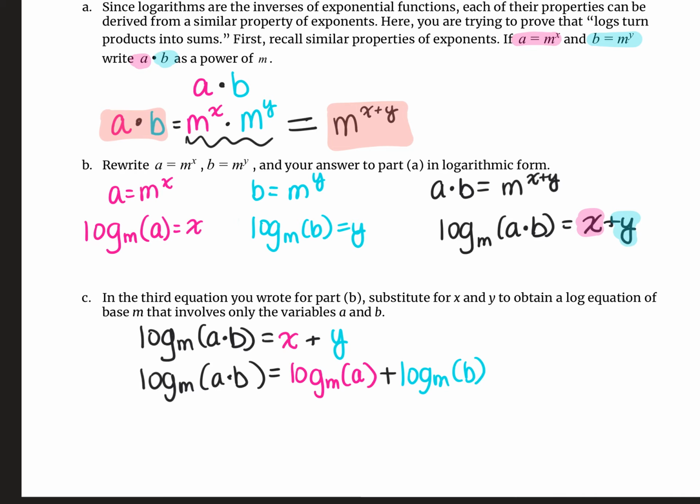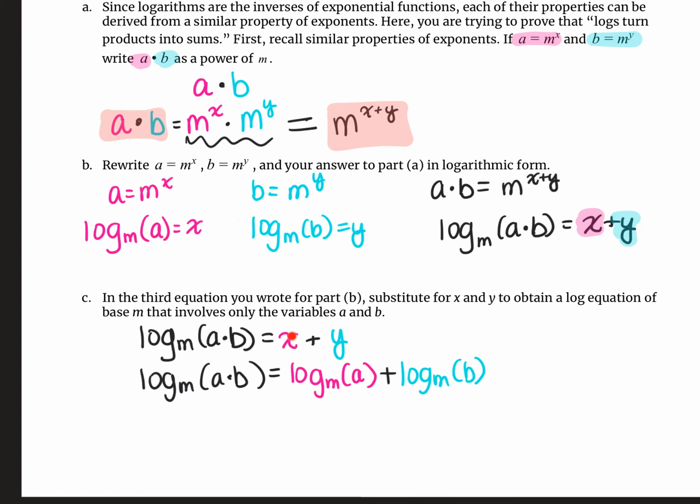Okay, so you're going to put everything together. It says in the third equation you wrote for part B, so that's this equation right here. Substitute x and y, what we know x and y are, which we have here and here, and obtain a log equation of base m that involves only the variables a and b. So in other words, we know that this equation is true, so that's what I've written here.